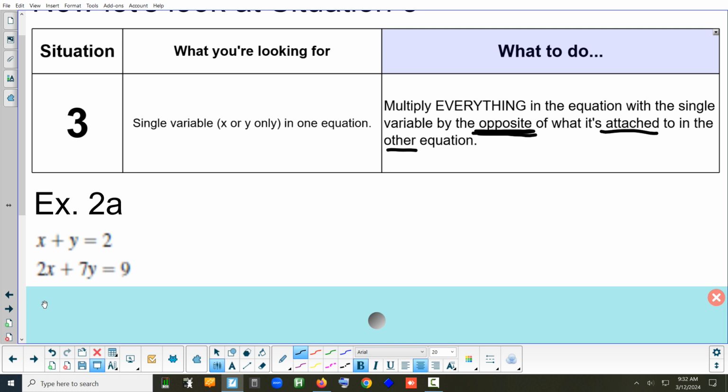Alright, so that's the example we're going to look at. Okay, x plus y equals 2, and 2x plus 7y equals 9. And we're going to start with situation 1. That's the simplest one, and then work our way up till we figure out which one this is. Situation 1. Do we already have two equations that have the same letter, same number, opposite sign?